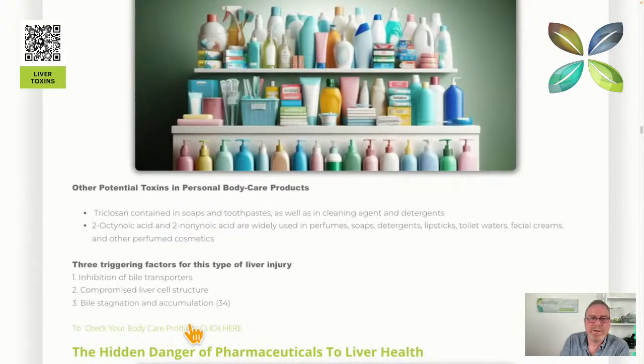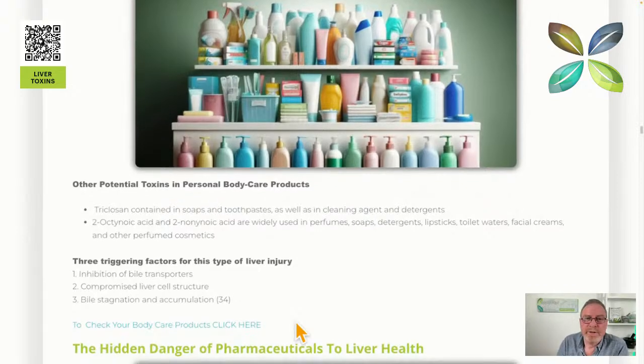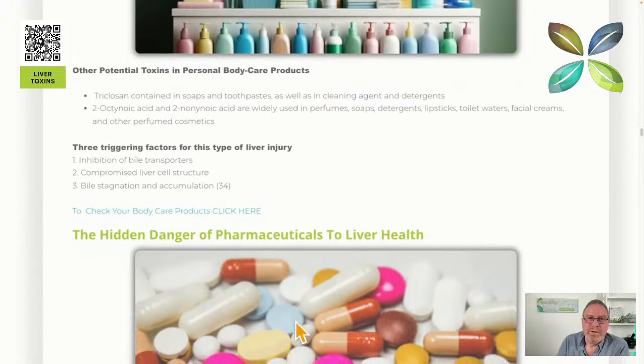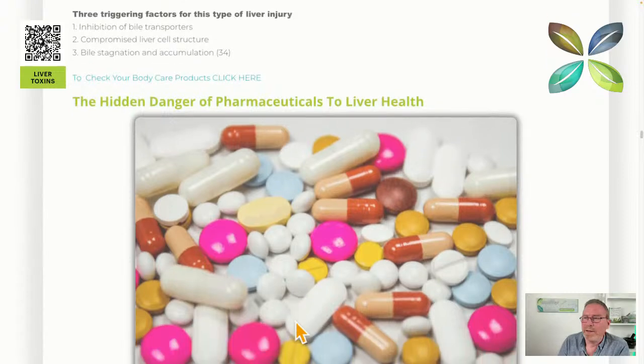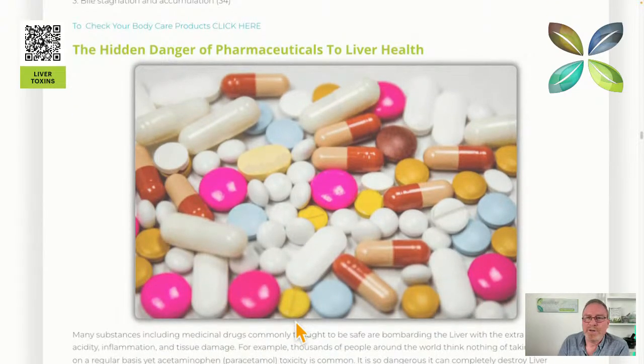And you can check, there's a list available there to check your body care products as well and see exactly what toxins may be in those. So this is, to me, it's no wonder there's such a high prevalence of liver disease. And we're going to get to the most common one a little bit further down.